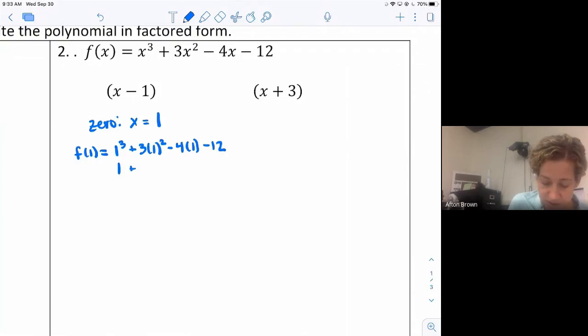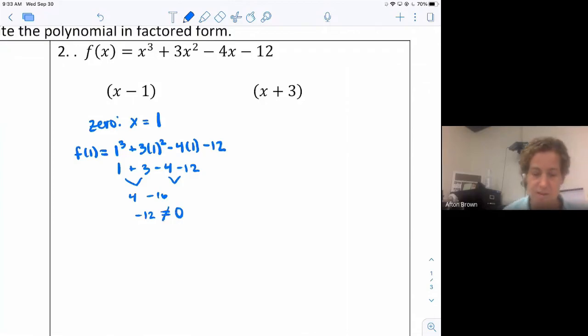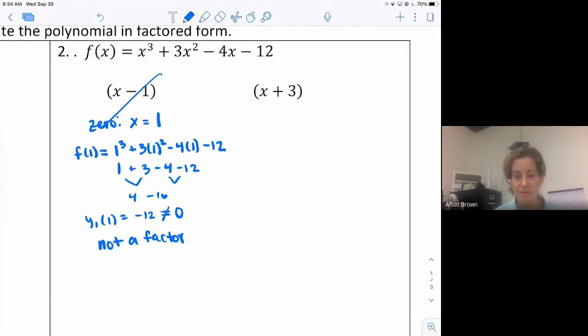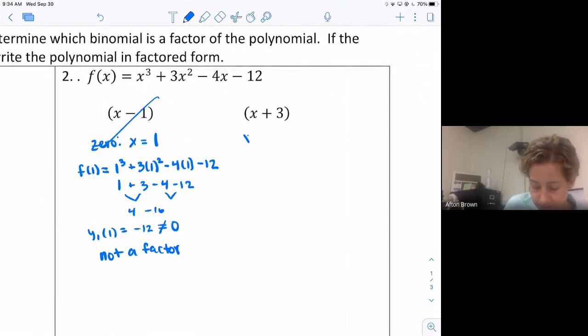So this would be 1 plus 3 minus 4 minus 12. Those two give me a 4. That's a negative 16. Well, that's a negative 12. That clearly is not equal to 0. Or on your calculator, you could have done y1 at 1. But once you get that it's not equal to 0, you say, okay, it's not a factor. I like to cross it out, so I know that one doesn't work. So let's try the next one.